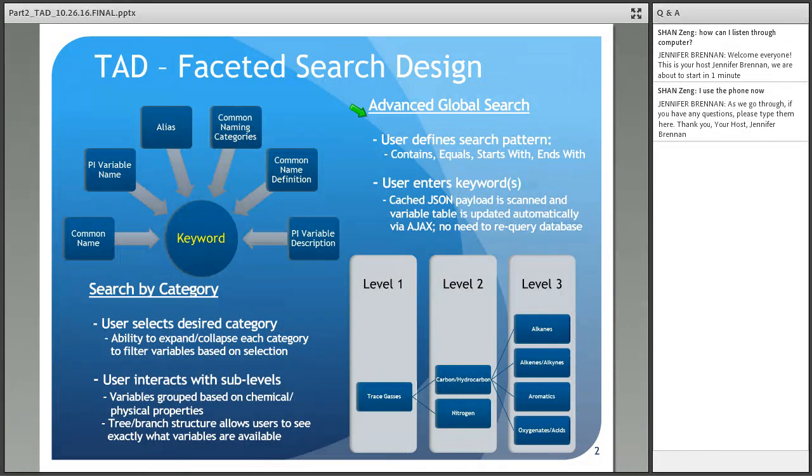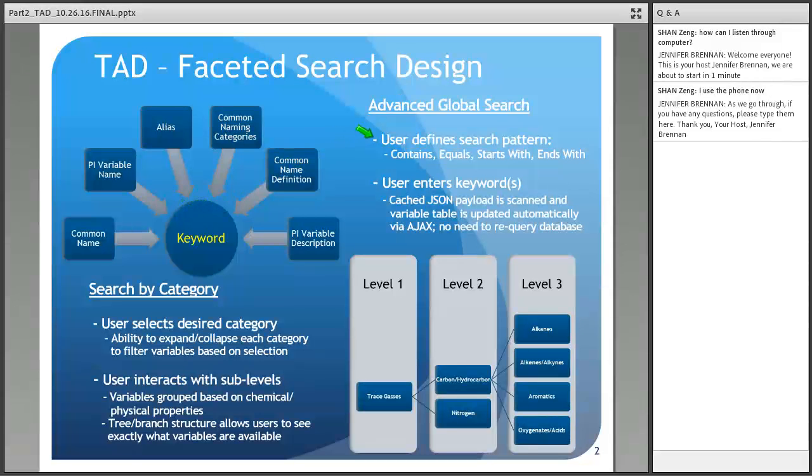Just a little bit more on the actual faceted search. Again, I referred to the fact that you can type in a keyword. And what is that keyword? What are we actually searching for in the database? We're looking at the common name, PI variable name, an alias of that variable of interest, because different user communities might refer to the same type of variable in different ways. Common naming categories, definitions, and descriptions. And I'll showcase this in the demo.